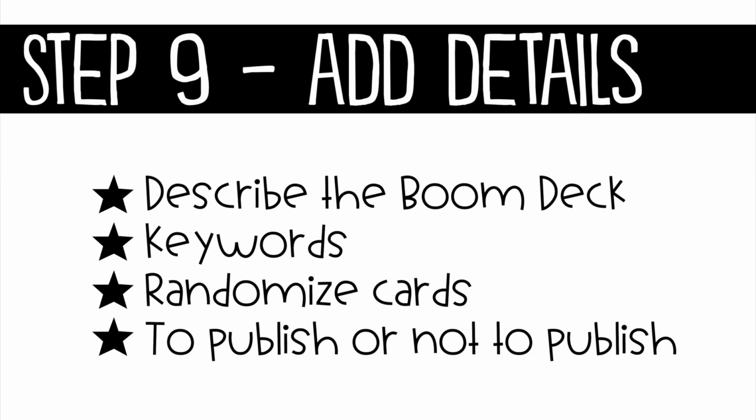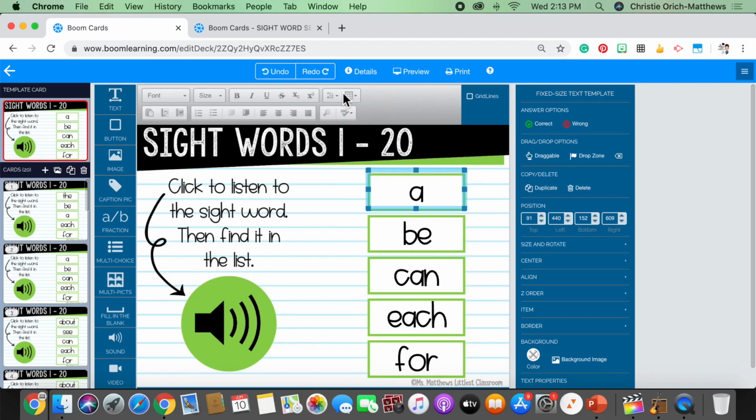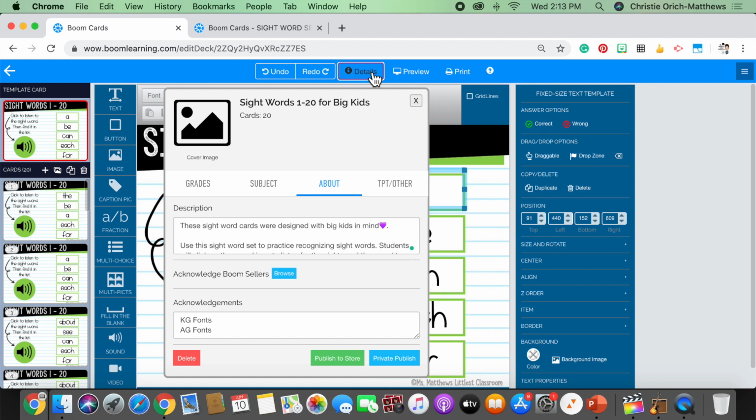Our last step is to get it ready to be published, so we can start using the boom cards with our kids. At the top of the page is the Details button. This is where we are going to add the details about our boom cards. First, let's name it. Then, say what grades this would be appropriate for.